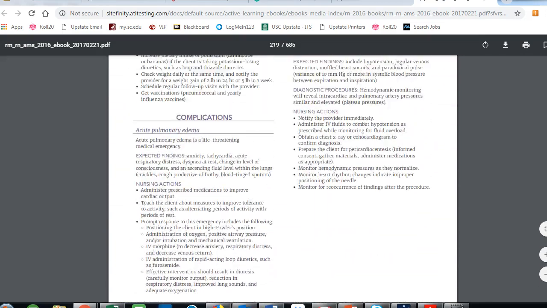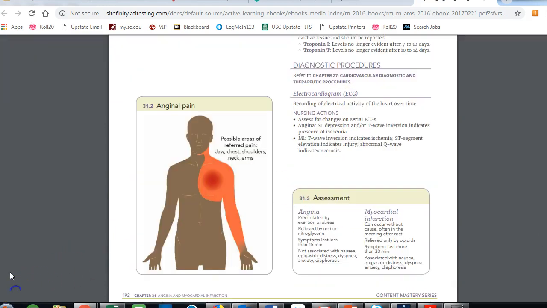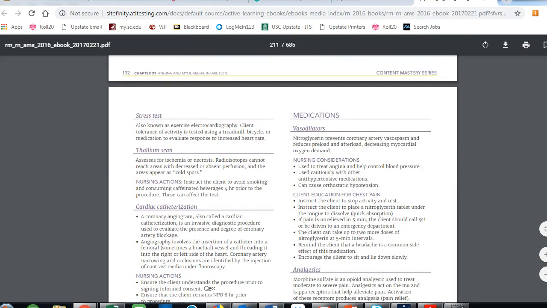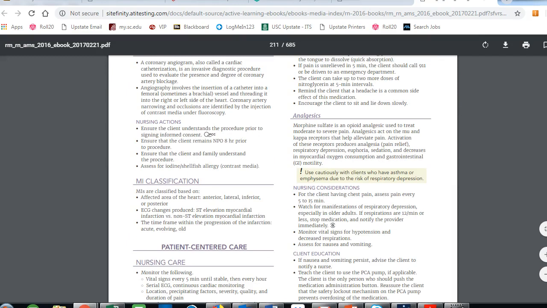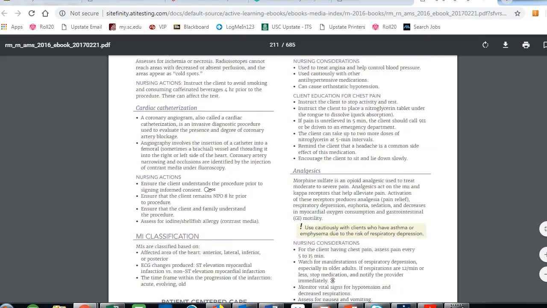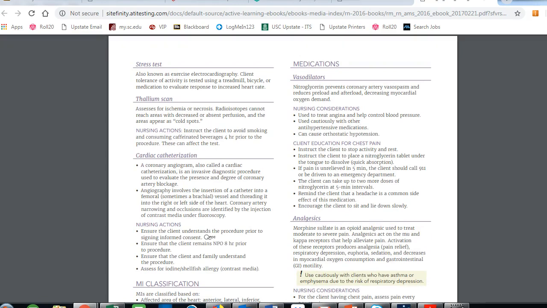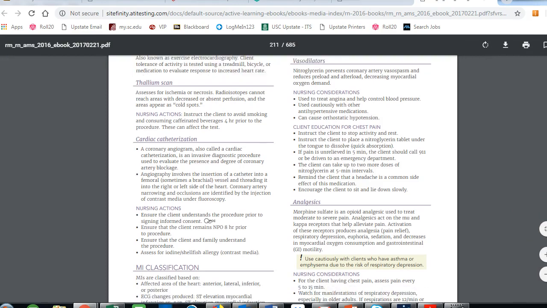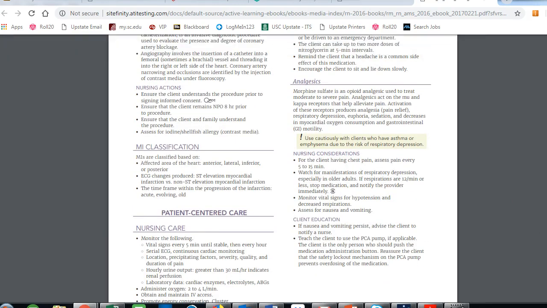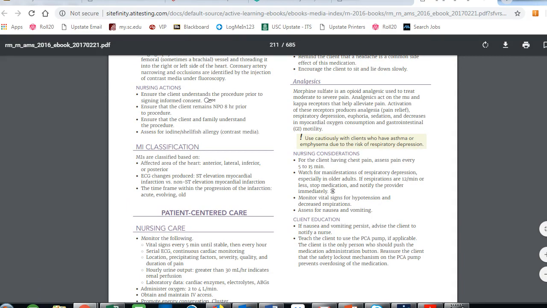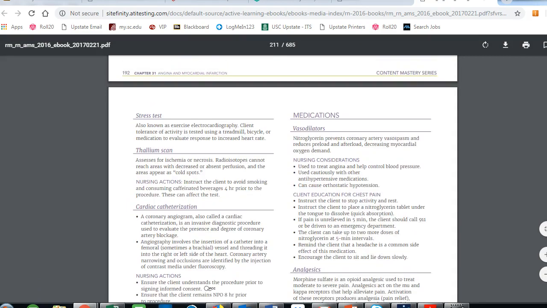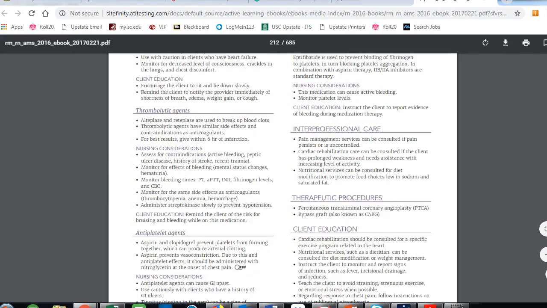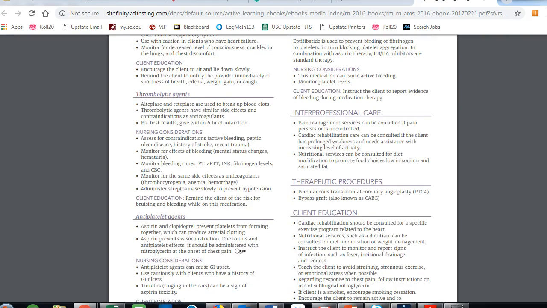So here's the chart. Please look it over. And then it starts talking about MI, and you don't really need to know cardiac catheterization because we're not going to go into percutaneous coronary intervention because that's more critical, and we're not really going to go into MI classification. But we will talk about patient-centered care, and we'll talk about medicines when it comes to stable angina. So there are some medicines here that are kind of important for you to know.